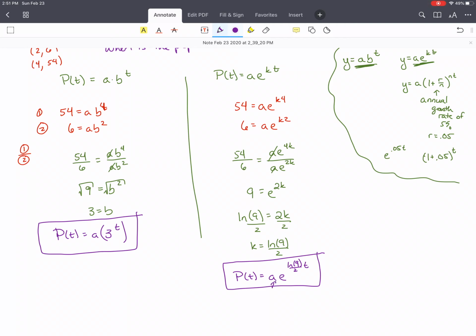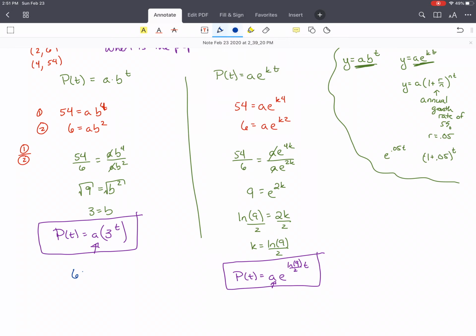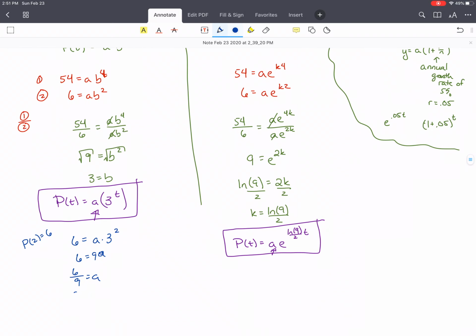But I still need to find a, and the way I can find a is I just plug in a point. So if I plug in the point, let's say 6 when t is 2, so p of 2 is 6 million. At 2 hours I have 6 million. Then I can say that's a times 3 squared. So 6 is 9a. If I divide both sides by 9, 6 over 9 is a. So 2/3 is a.